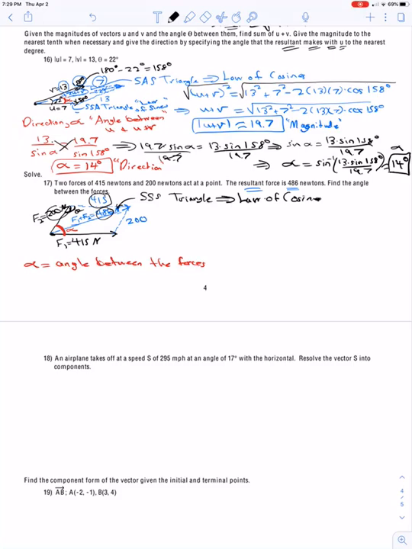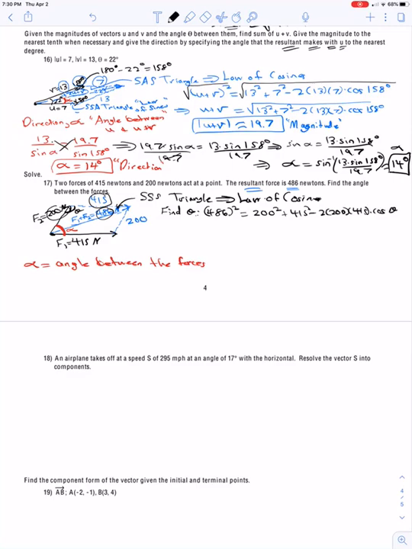So what does theta equal? Let's find theta using our law of cosines. So let's show our work here. The side opposite angle theta is 486. So 486 squared, pick a side and square it, equals the sum of squares of the other two sides, 200 squared plus 415 squared, minus twice their product, 2 times 200 times 415 times the cosine of the angle opposite, which is theta.